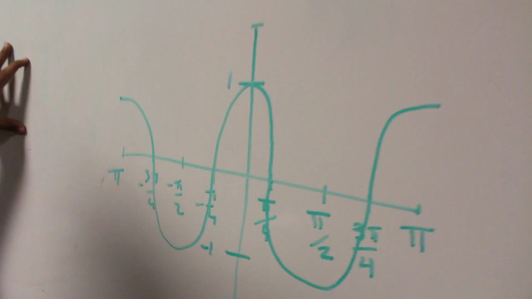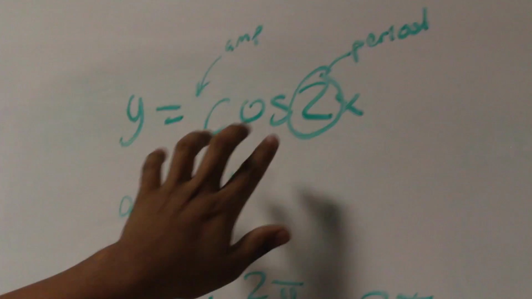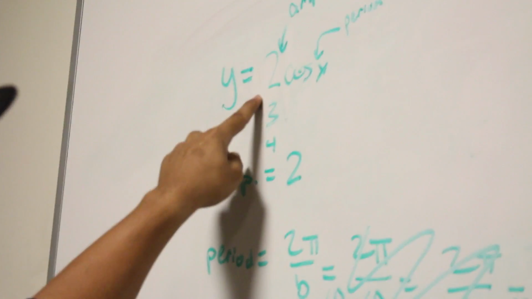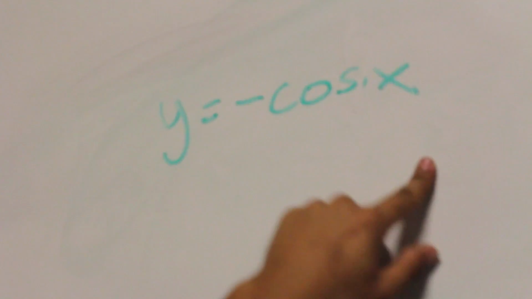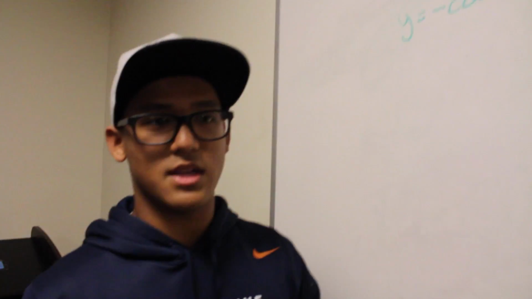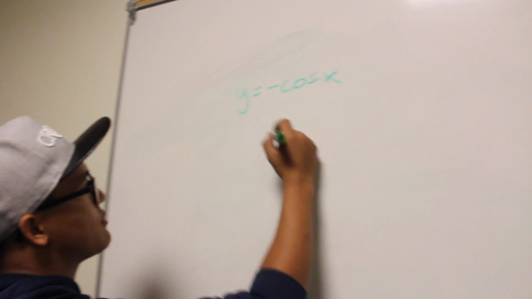So that's how you graph it with a 2 in front of the x, as a coefficient in front of the cosine. And there you go. So now we have y equals negative cosine x. With this negative, all it means is that it's going to be flipped. So the amplitude is going to be 1.